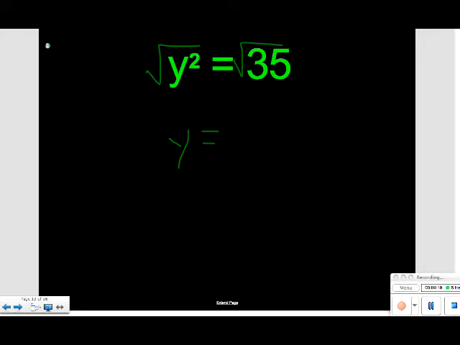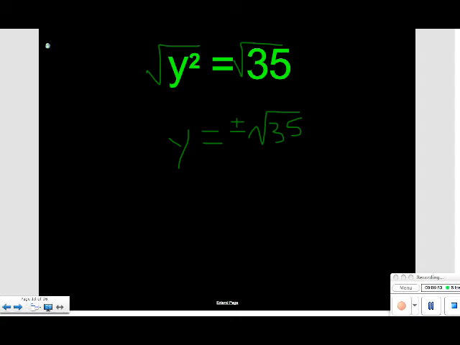Good. Now, again, issue. I took the square root of a variable which is being squared. I have to account for all positive values and all negative values, because both positive and negative anything squared will give me a positive number. So I know that this is going to be positive and negative the square root of 35. Now, question is, can I take the square root of 35 in my head? Is 35 a perfect square? It is not. 35 is not a perfect square, which means I need some sort of help from a calculator.